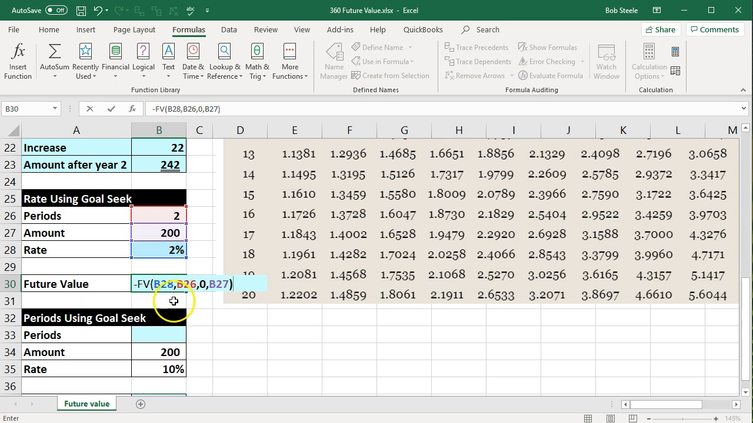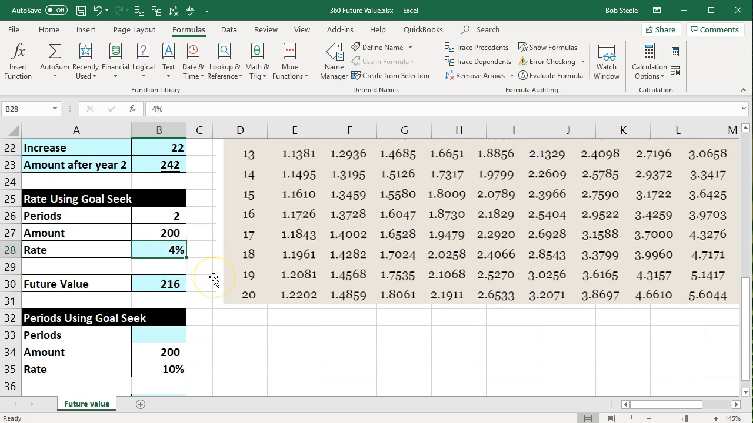Again, we have all the information to get the future value, but that 2% is wrong. We just guessed. So we know the future value isn't going to come up to what it should be, 242. Instead, it's at 208. Now we want to change the rate until we get this number to 242. So I could say, well, what if it was 3%? It's closer. What if it was 4%?